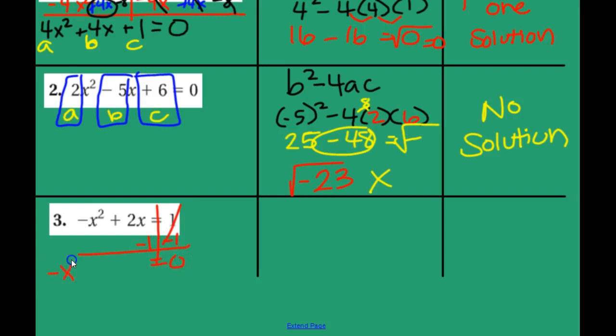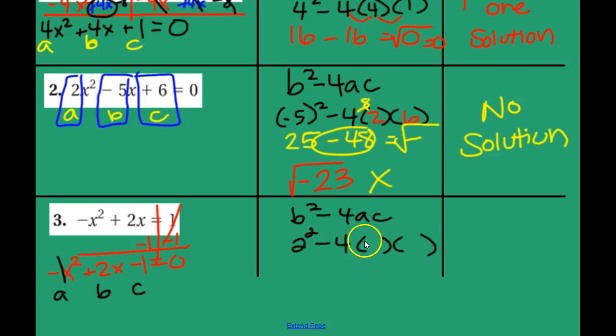So we have negative x squared plus 2x minus 1. If you want to put a 1 there, you can. That's A is negative 1, B is 2, and C is negative 1. So we have B squared minus 4AC, so B is 2 squared. A is negative 1, and C is also negative 1.